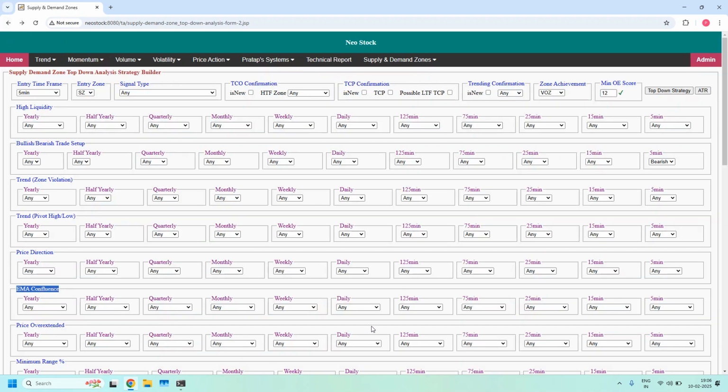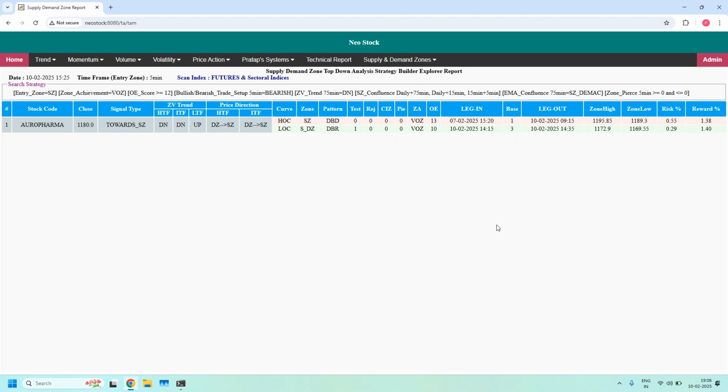In the EMA confluence at 75 minutes time frame, I am setting the filter. 75-minute supply zone is having daily EMA confluence or not, and trend on the 75 minutes time frame should not be sideways. It should be downtrend because it is bearish trade setup. Let's verify. So we got the stock. That means this 5-minute supply zone is having even more high probability to get the success. It is only probability game. You should not forget that point. So this is about bearish trade setup for hourly income trade.